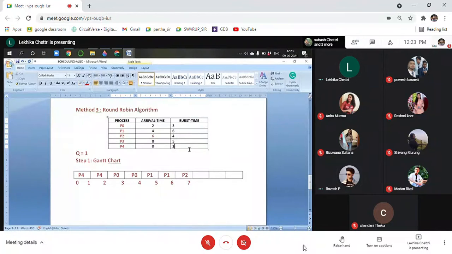Ma'am, after P3 is over, then which will enter, ma'am? After P3 is over? Yes, ma'am. Okay, so after P3, the first one was supposed to be P4. One second, first let me change the color, that will make it easier for me to highlight.